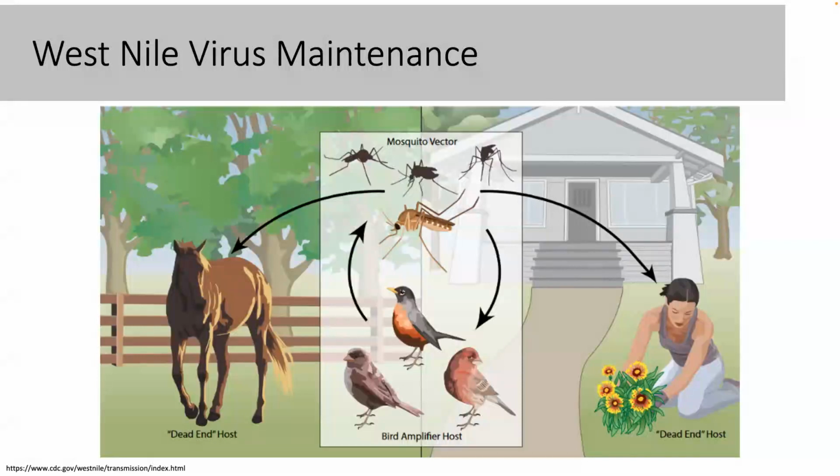And mosquitoes can sometimes feed on other hosts, such as a horse or a human. These are known as dead-end hosts. Dead-end hosts are hosts where, when they get bitten and become infected, they don't produce high enough levels of viremia within their blood that they can infect another mosquito when it bites. And so they're dead-end, they don't contribute to the maintenance of West Nile virus.